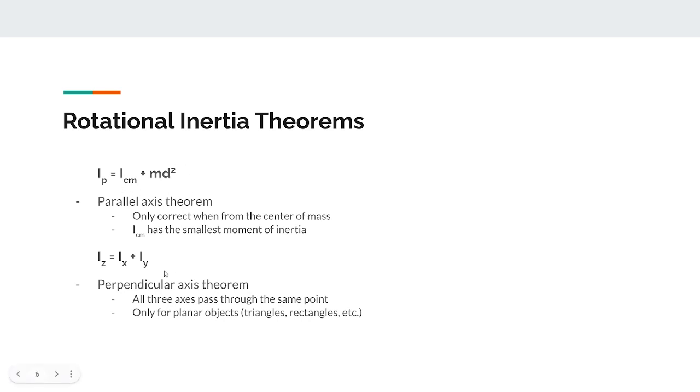Perpendicular axis theorem, basically it's just like all three axes pass through the same point, and this is typically used for things like rectangles or triangles, and I can show you at this moment. It's going to be something like this, where we have maybe a plane, and given the moment of inertia of the plane rotating around this axis and this axis, they may want you to find the moment of inertia rotating about this axis, or something like that.